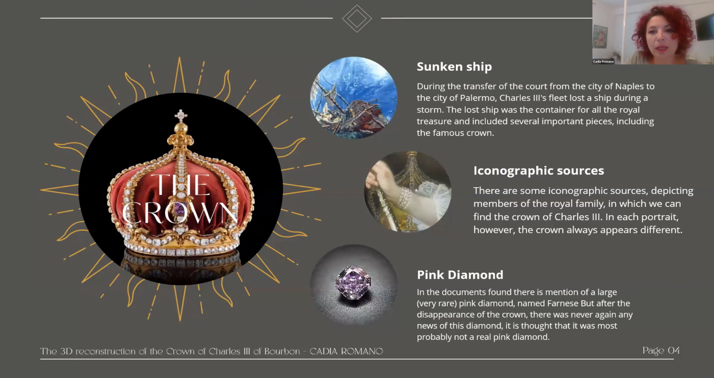If we analyze the iconographic sources that we can find in the museum, in the royal apartment, or in art history books, we can see that there are some references to this crown, but in every portrait that we can observe, the crown is always completely different.